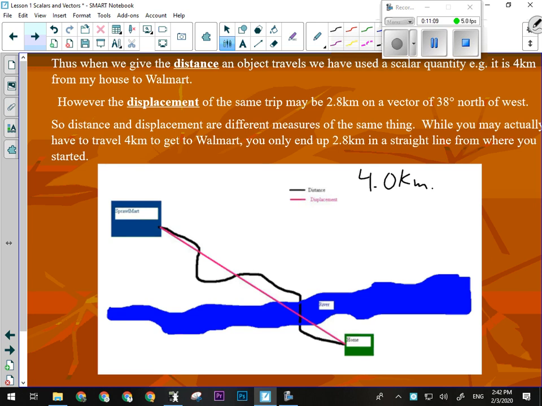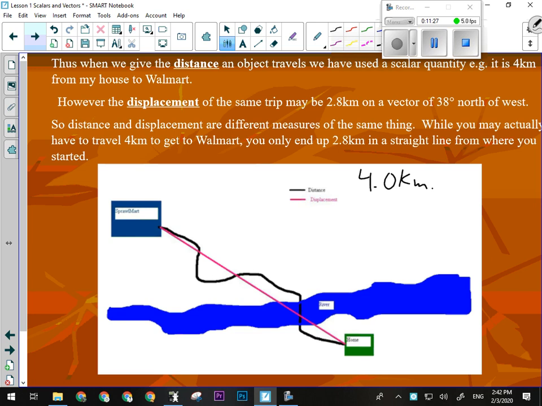Is Walmart actually 4 kilometers from my house? No. But that's how far I had to walk to get there because there was no direct route. I don't have a helicopter. If I did, I wouldn't shop at Walmart. I could afford to shop elsewhere. I could afford a helicopter.